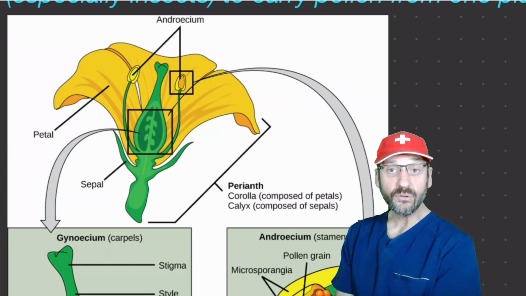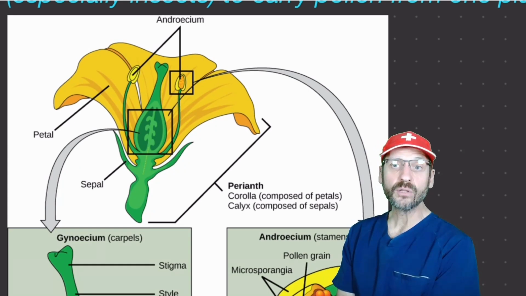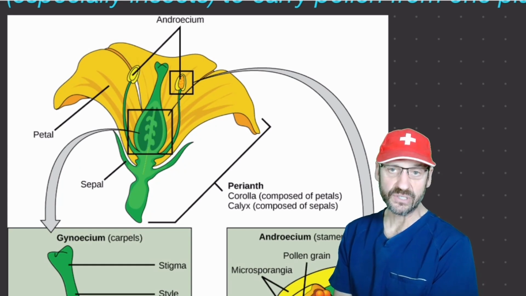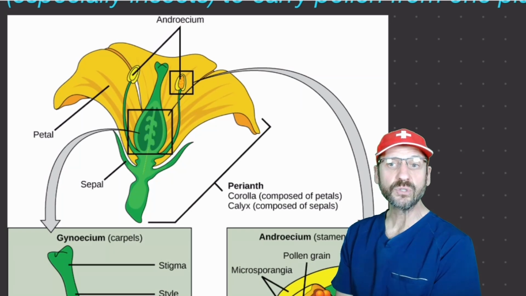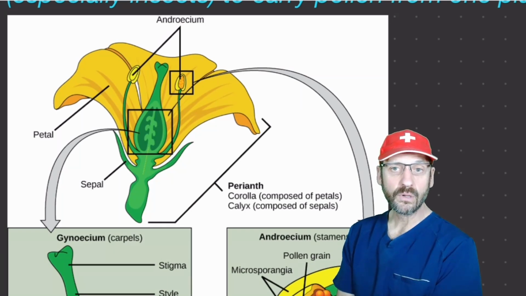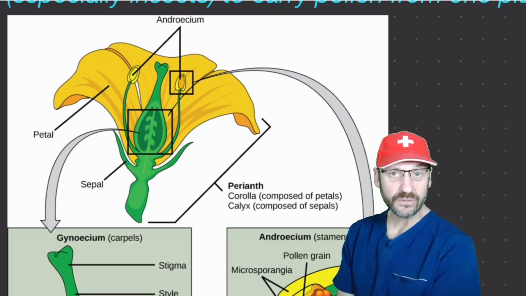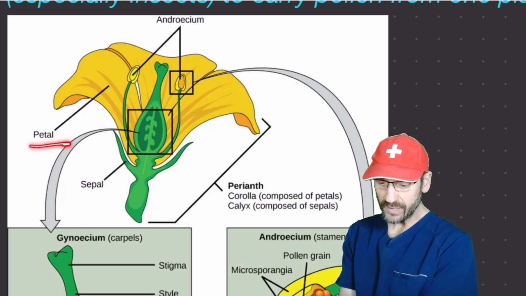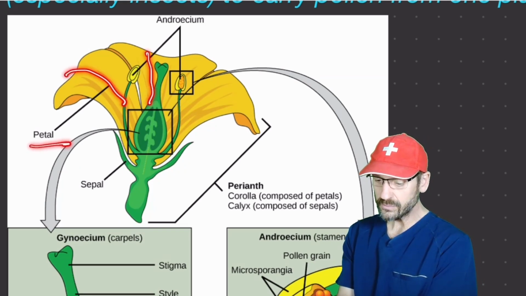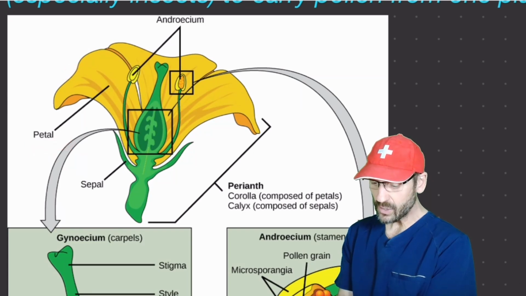And then we've got petals. They are brightly colored leaf-like structures inside the sepals, and all the petals together are called a corolla. They often attract pollinators with their color and with their scent. And here you see the petals, and collectively we call that the corolla.